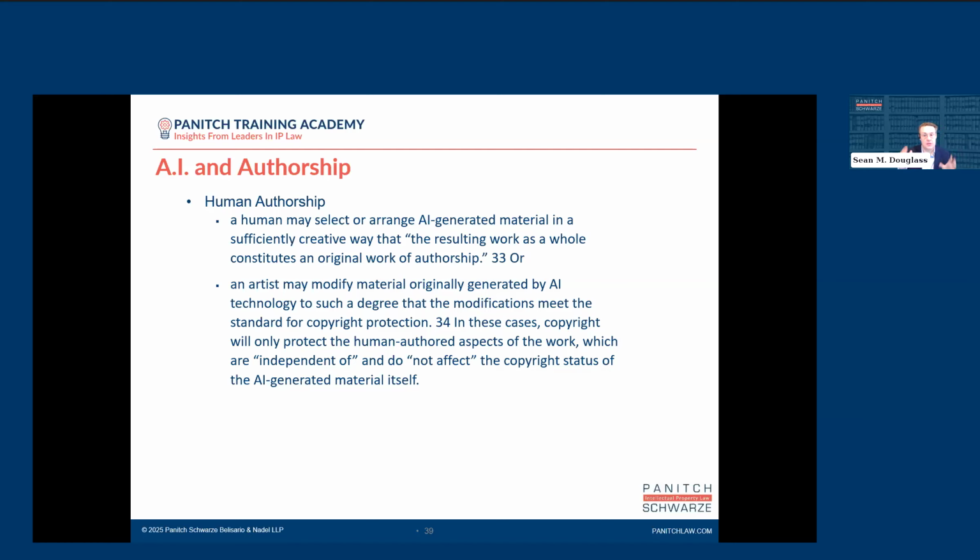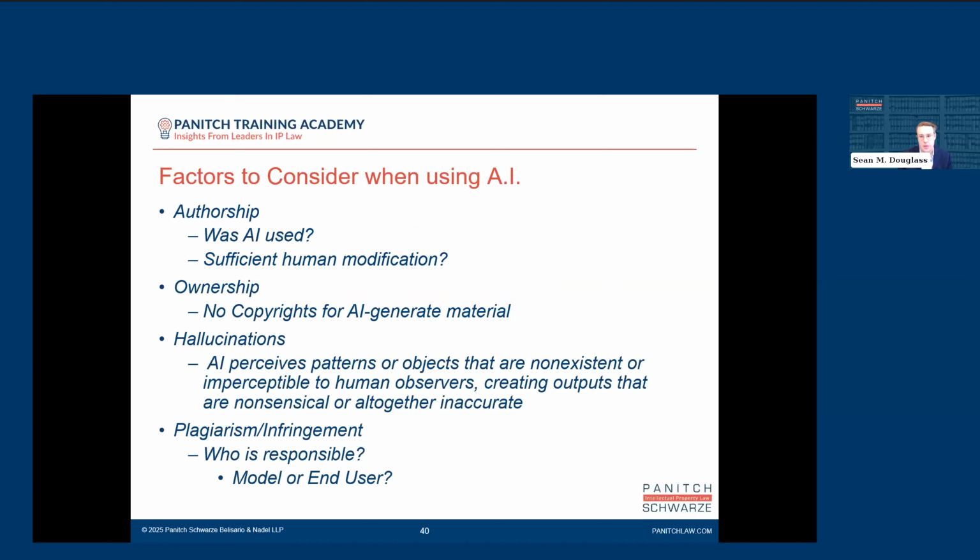An artist may modify the material originally generated by the AI to such a degree that the modifications will meet the standard for copyright protection. Again, in this particular instance, you will still need to disclaim all of the portions that were generated by AI. You will only be able to get copyright registration on the portions that you yourself modified or significantly changed. There are several examples of this, but since we're running short on time, that Copyrights and AI page has all the case law and foundational board decisions that cover that.